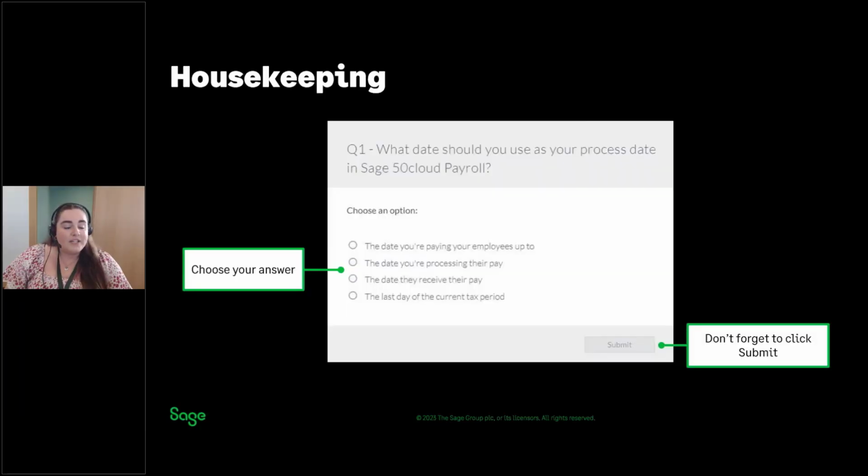And a little reminder of how to answer the questions as well. So we will be launching a poll on our side. You'll be able to select your answer and then just make sure that you click submit as well. You'll have around 1 minute to submit your answer. And then after we've asked the questions in each round, we'll show the poll results to see what you all thought and then reveal the correct answers to each question. We've also put in some payroll related anagrams as well, so stay tuned for those throughout the session.